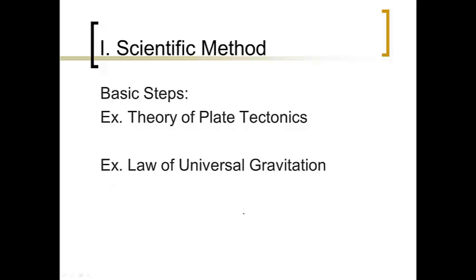As opposed to the law of universal gravitation. The law of gravitation basically just says all objects with mass have an attractive force between them, and the size of that force is proportional to the two masses, inversely proportional to the square of the distance between the two masses. Okay? But it doesn't tell you why, so that's why that's a law. It just says, hey, here's your set of conditions, this is the relationship, but it doesn't tell you why the relationship exists.